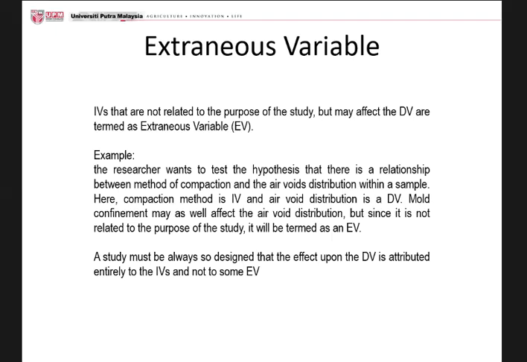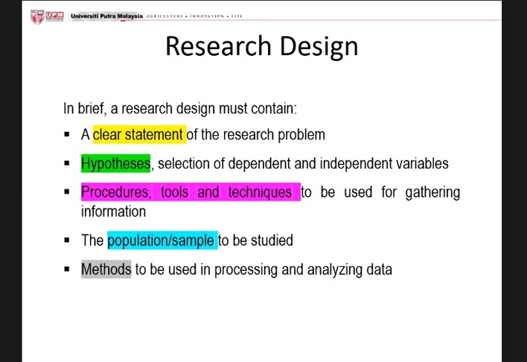Example: the researcher wants to test the hypothesis that there is a relationship between the method of compaction and the air void distribution within the sample. Compaction method is the IV, and air void will be the DV. Confinement may as well affect the air void distribution, but since it is not related to the purpose of the study, it will be termed an extraneous or control variable. The study must always be designed so that the effect upon the DV is attributed entirely to the IVs and not to some other variable. Research design must contain a clear statement of the hypothesis, procedures, the population or sample to be studied, and the method to be used to process it.